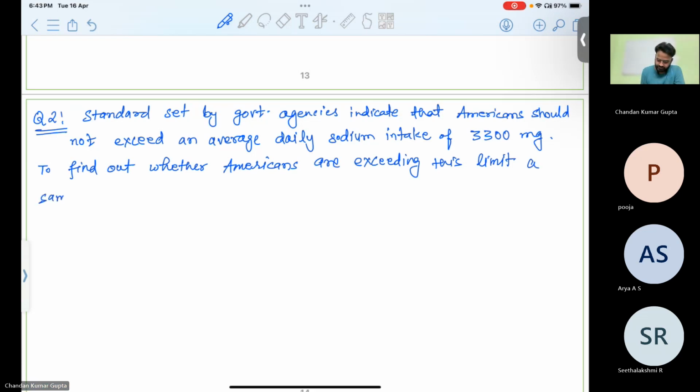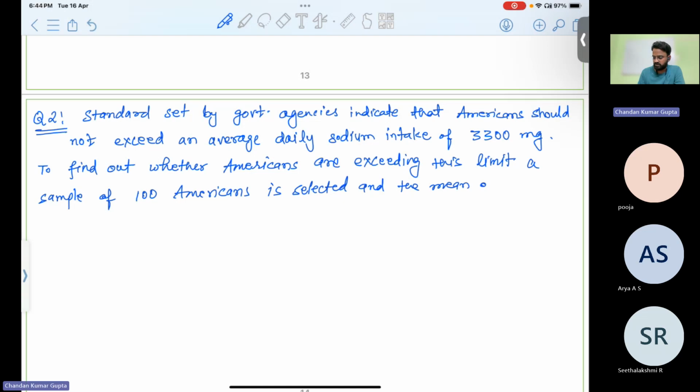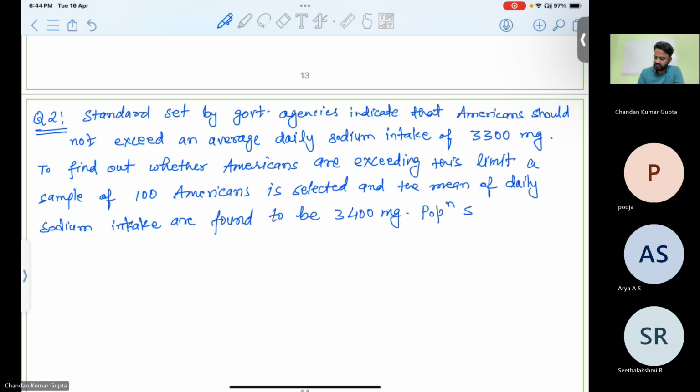A sample of 100 Americans is selected, and the mean daily sodium intake is found to be 3,400 milligrams. The population standard deviation is 1100 mg. Use a 5% level of significance.